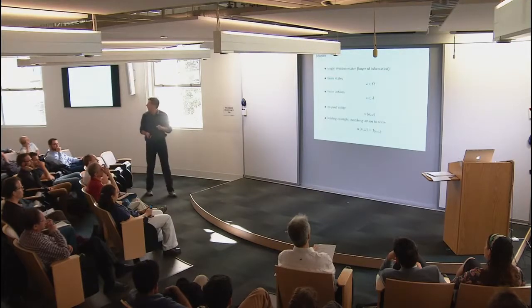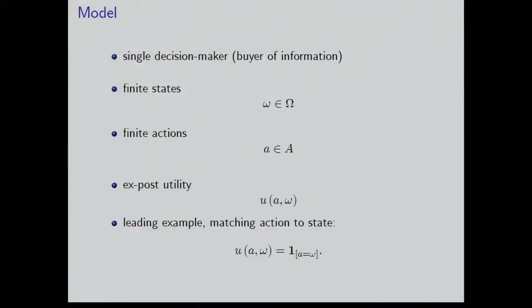Okay, so let me describe the model, which is going to be fairly standard. We think about a single decision maker, that's a data buyer. There is going to be a finite set of states of the world, a finite set of actions, and the state, together with the action that the decision maker is going to take, is determining his utility ex post.